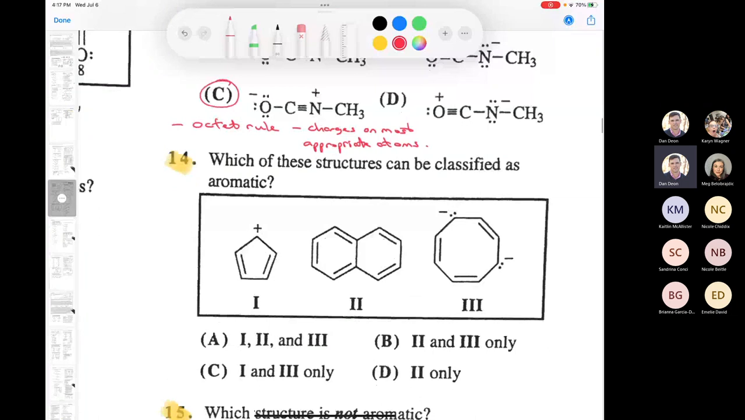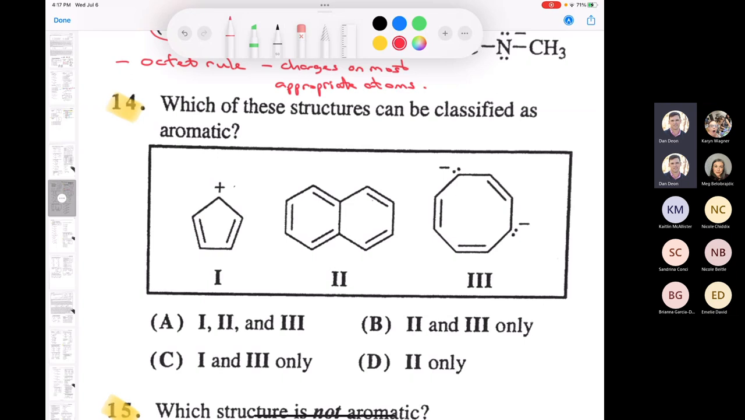Perfect. All right, aromaticity, everybody's favorite subject. Which of these structures can be classified as aromatic? Before we answer that question, my first question is, is there anything in here, 1, 2, or 3, that you would consider anti-aromatic? Because students love to ask me about anti-aromatic. There's not many compounds that are classified as anti-aromatic. You can Google it, there's only a few. But is there anything here that you remember as being anti-aromatic?